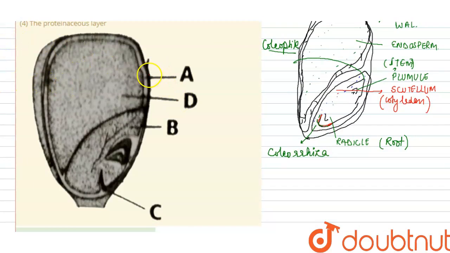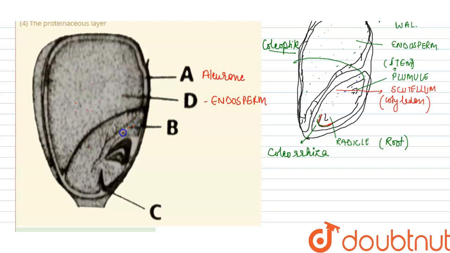So A, what is the A? I told you it is the proteinaceous layer that separates the developing embryo and the endosperm. So this is the endosperm, this is the developing embryo. This layer separates both of them, and this layer is the aleurone layer and it is proteinaceous in nature. This filled area is the endosperm. So D stands for the endosperm.